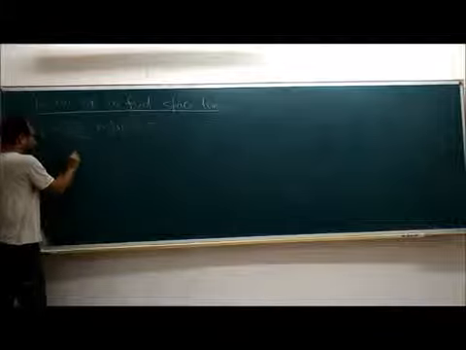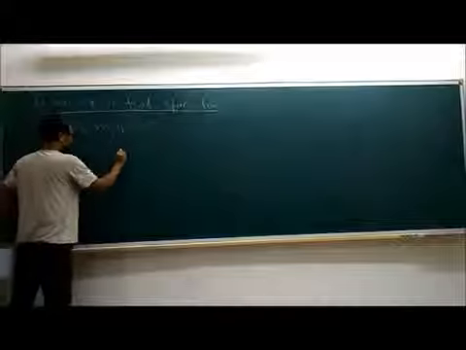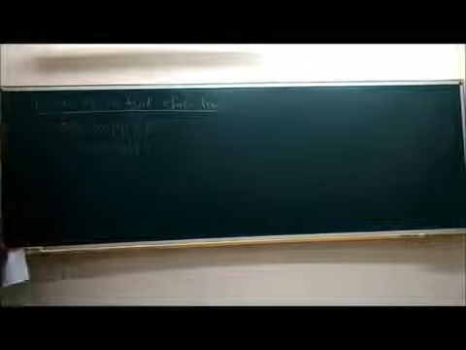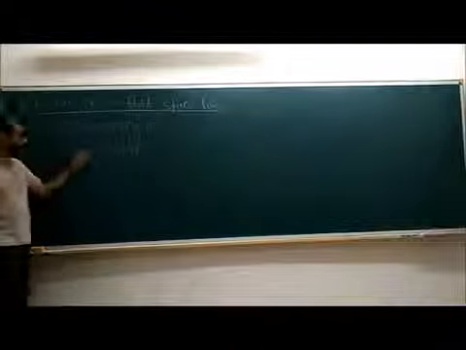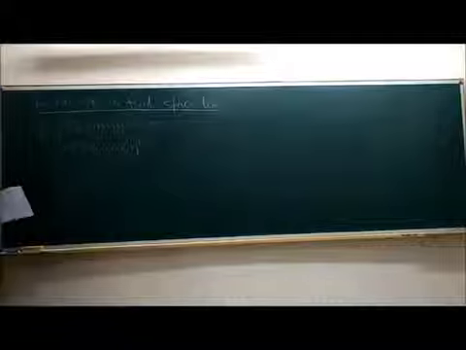Is that gamma mu... anti-commutators are minus 2 eta mu. So this in particular implies that gamma naught square is 1 and gamma I square is equal to minus 1 for each other.